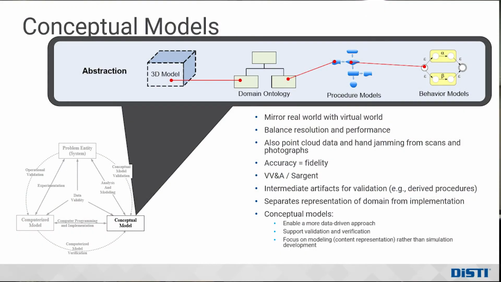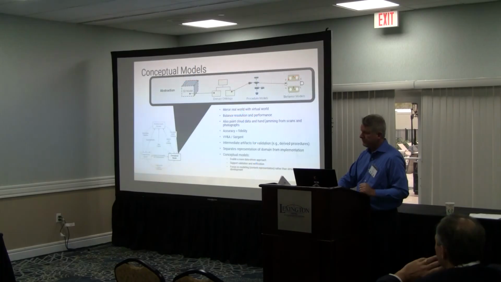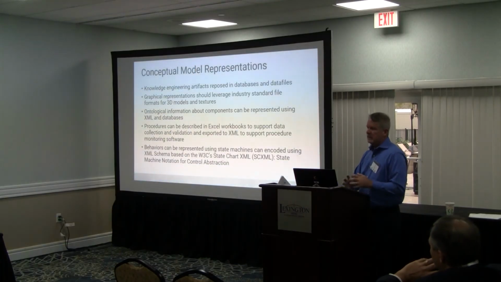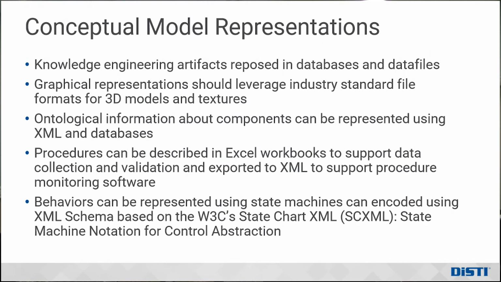So the next part of going around the circle is the conceptual models. This is where we take the information about the real world, we distill it down and represent it in a neutral type format so that we can validate that against the real world using subject matter experts, and that we can then migrate that through the development process into the final product. So these conceptual models are encoded into a variety of data formats.